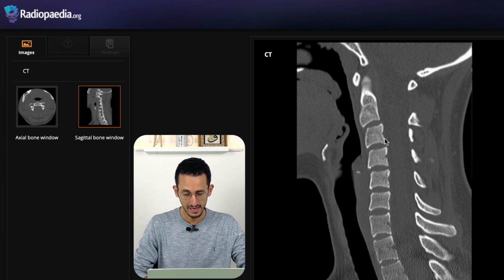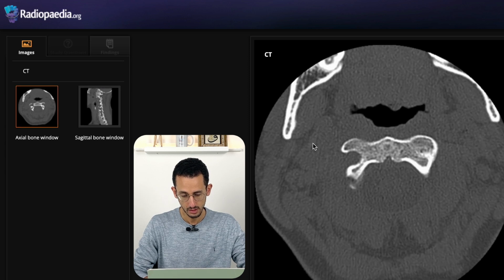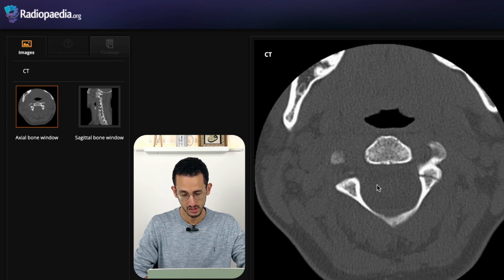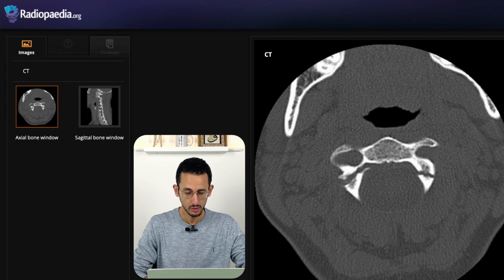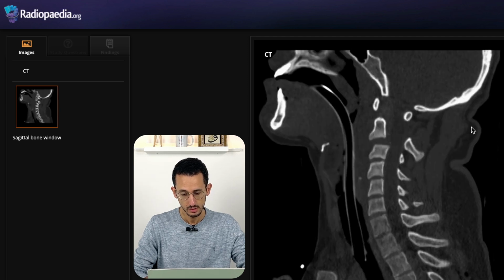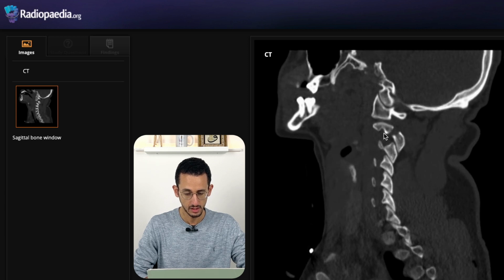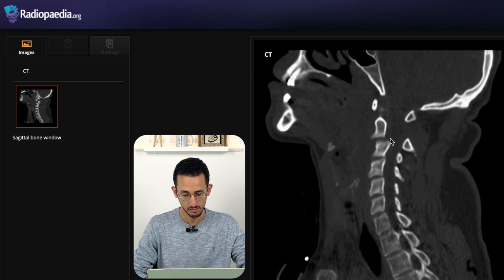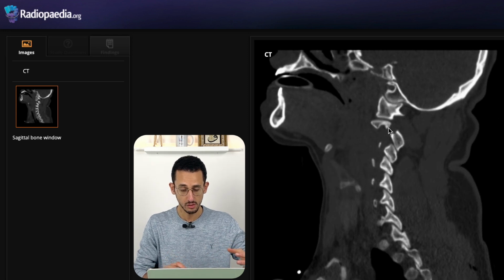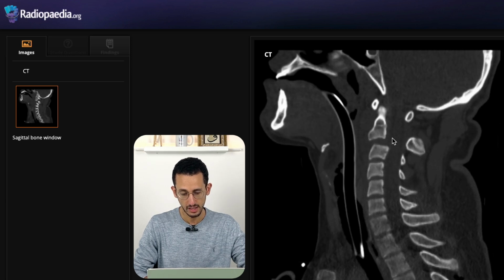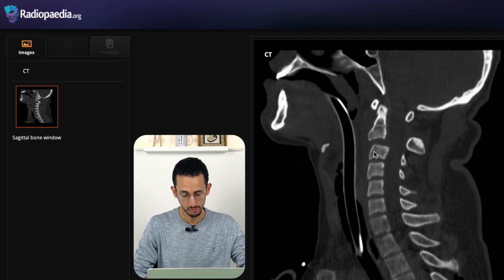Again, if we go on an axial view, here you can appreciate the line of fracture on the right side and again on the left side here. If we look into another case, which looks a bit more severe, again on the sagittal imaging you can see the line of fracture on the pars. If we go to the other side, a similar type of fracture with a higher degree of displacement, which again leads to a higher degree of angulation of the C2 on top of C3.